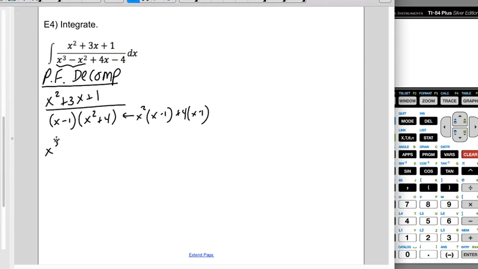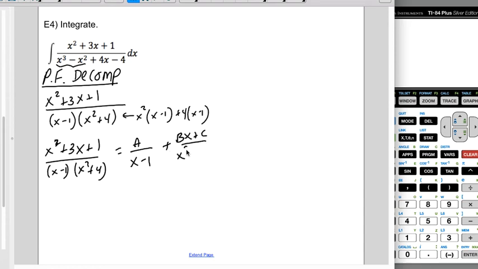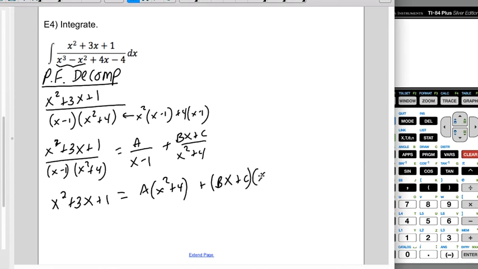So this x squared, rather, plus 3x plus 1 over an x minus 1 times an x squared plus 4 is going to look like a constant A over the x minus 1 plus a linear term, Bx plus C, over the quadratic. When I go to get my common denominator, it's basically going to be that same situation where I'm multiplying each fraction by the factor it's missing. So A is going to be multiplied by an x squared plus 4, and then the whole quantity Bx plus C is going to be multiplied by an x minus 1.